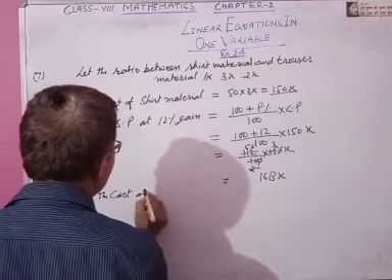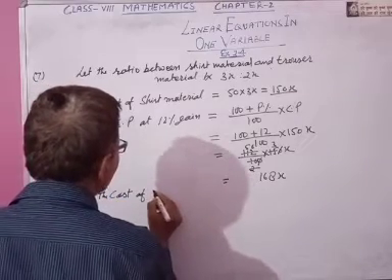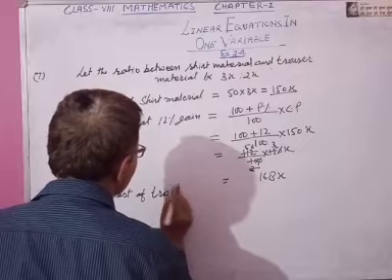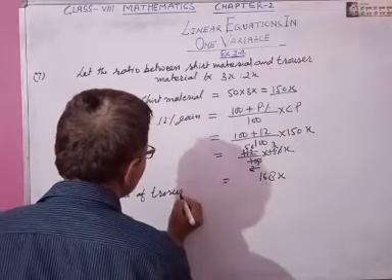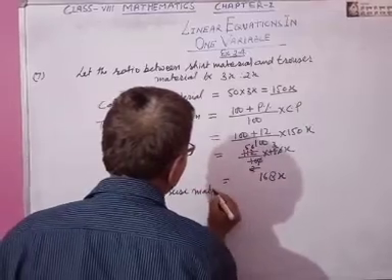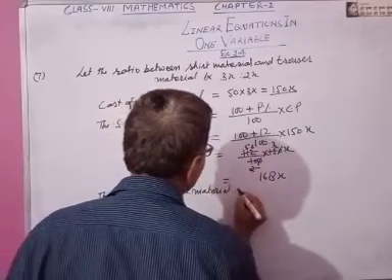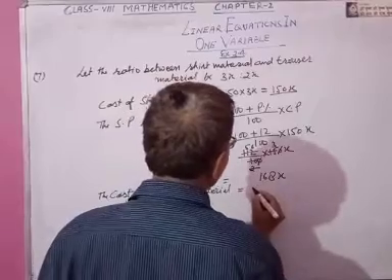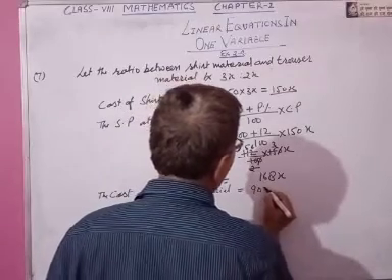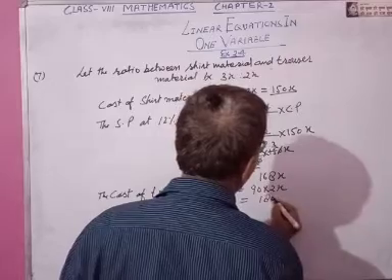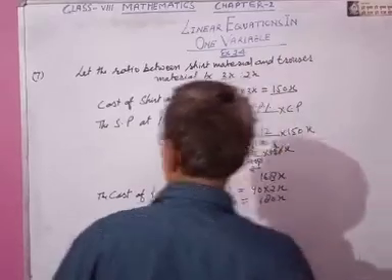Now the cost price of trouser material: trouser material is 2x and 90 rupees per meter. 90 multiplied by 2x, that is 180x. This is cost price.